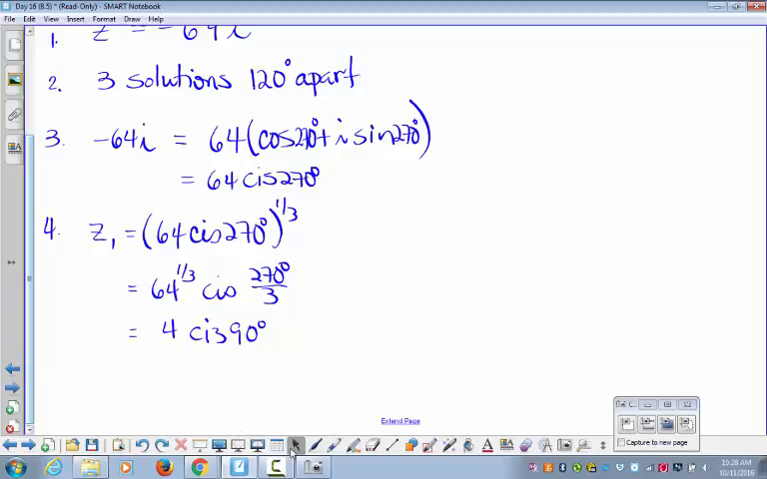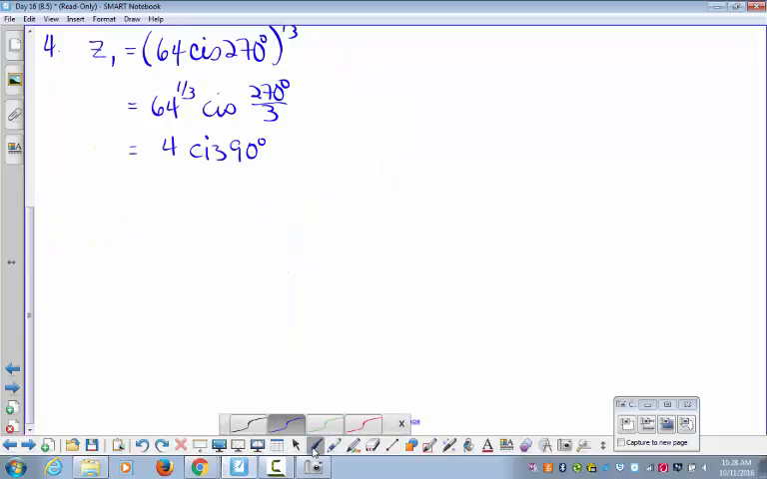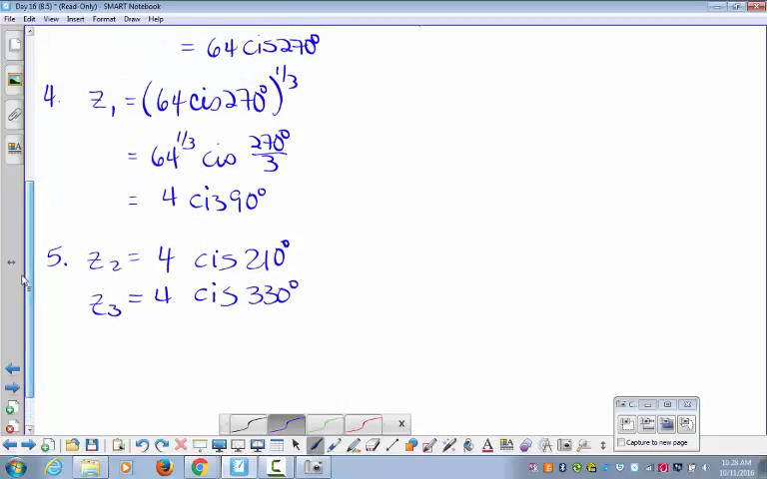In polar form. Now we can find the other answers super easily. So z2 will be on a circle of the same radius, so that means we just stick a 4 in front. Z3 will be on a circle with the same radius. And what do we do to the 90? Add 120. 120 plus 90 is 210. And then we add 120 again, and we get 330. So now we have all three answers in this trigonometric form.